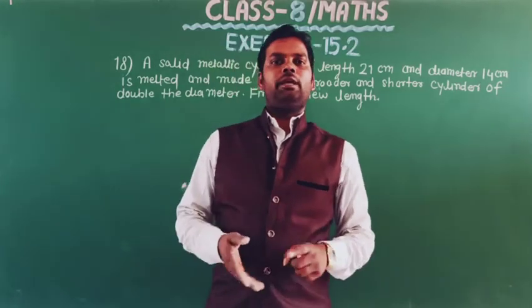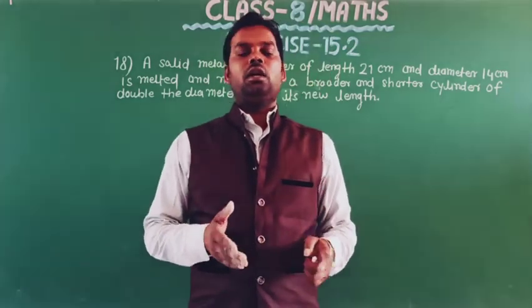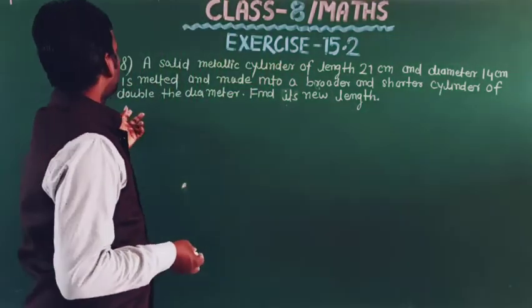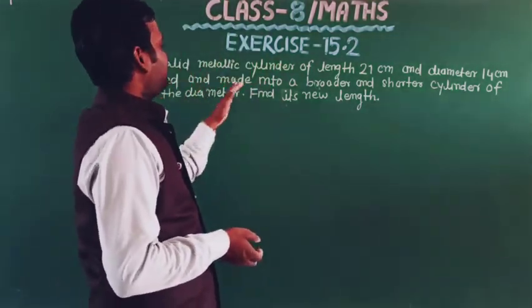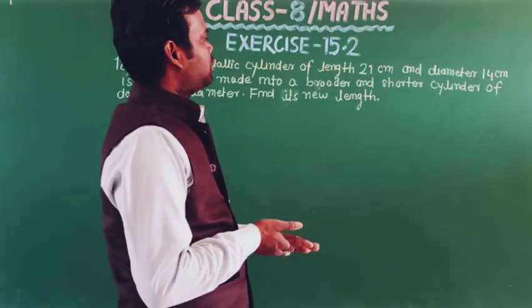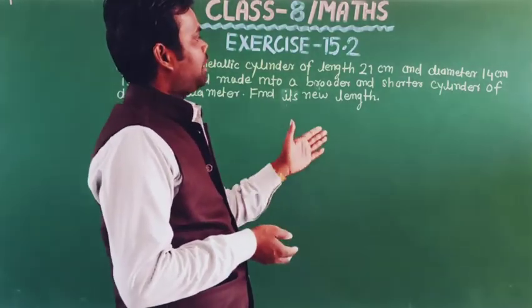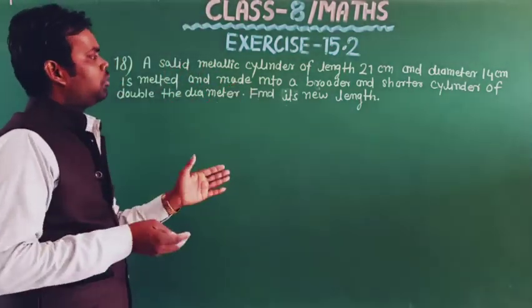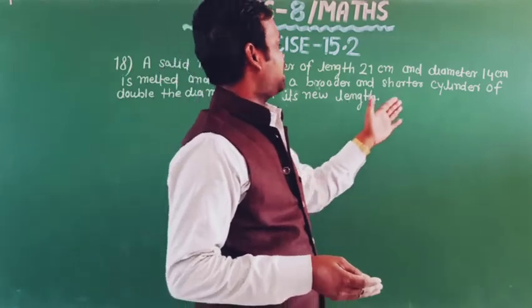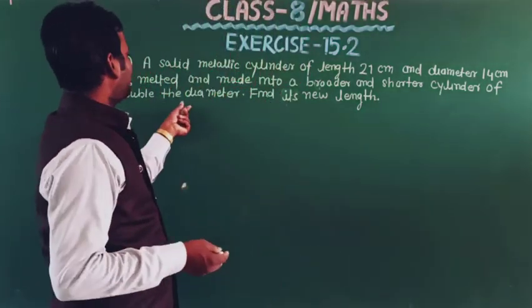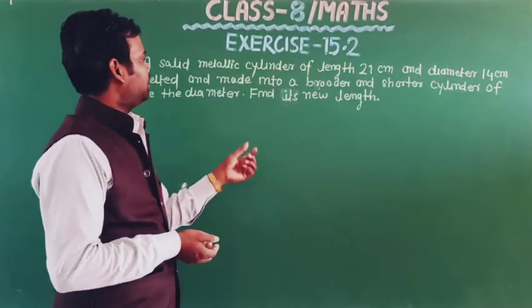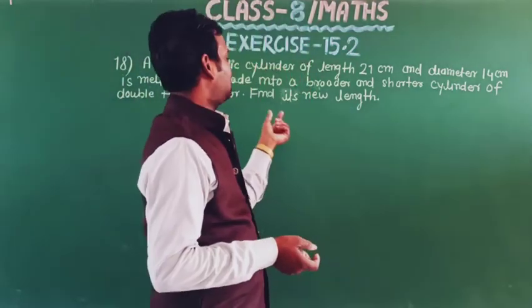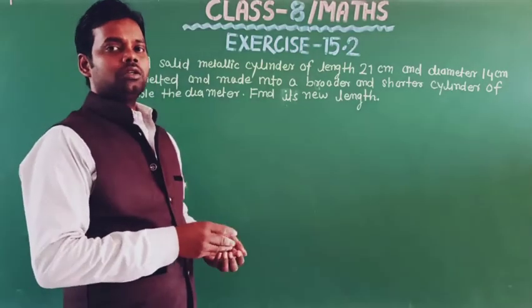Hello student, I am back with question number 18 of exercise 15.2. In this question it has been said that a solid metallic cylinder of length 21 cm and diameter 40 cm is melted and made into a broader and shorter cylinder of double the diameter. Find its new length.